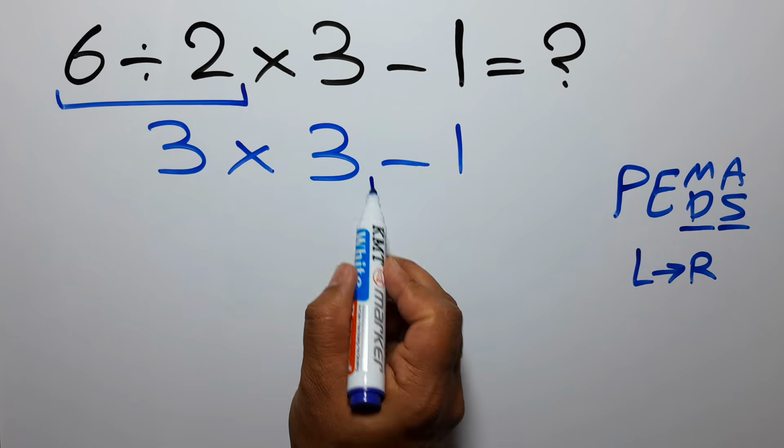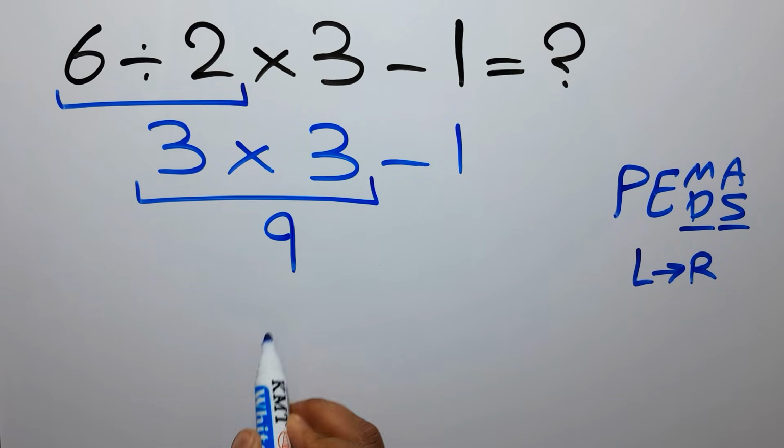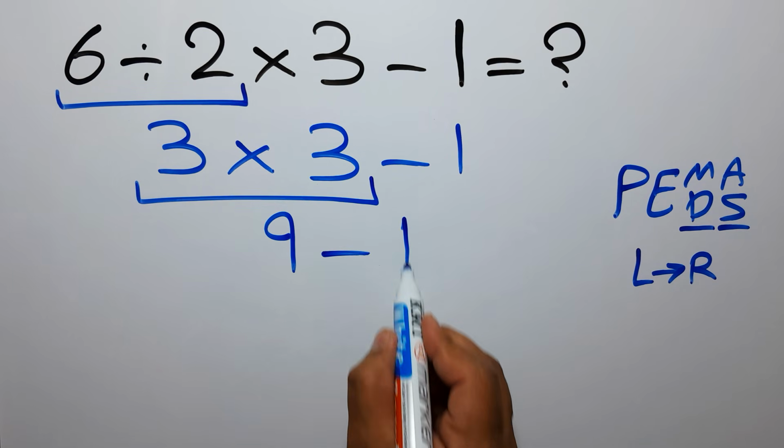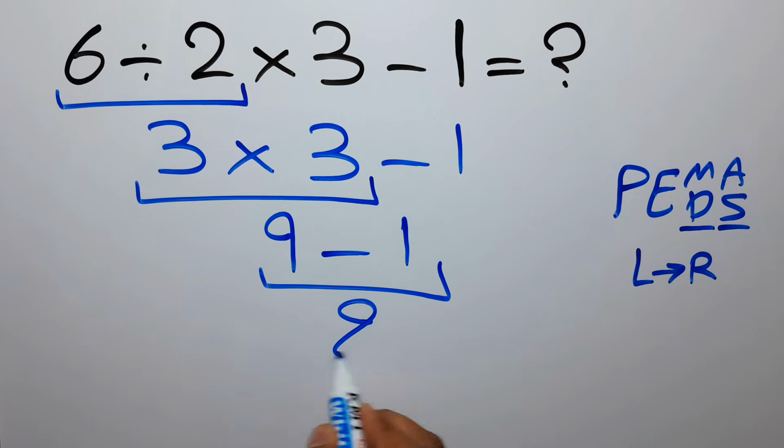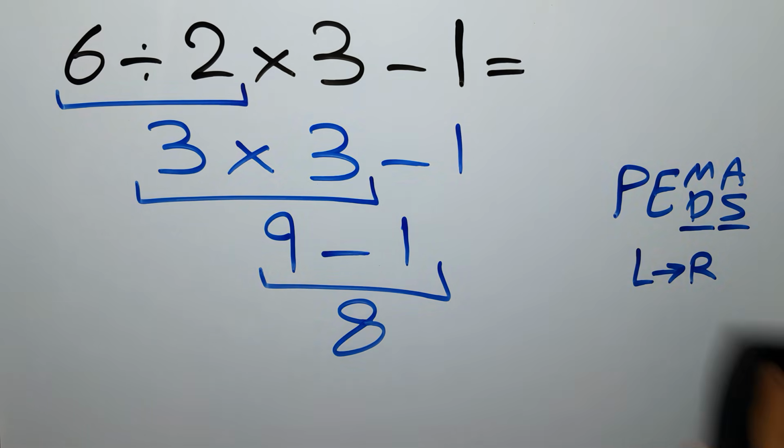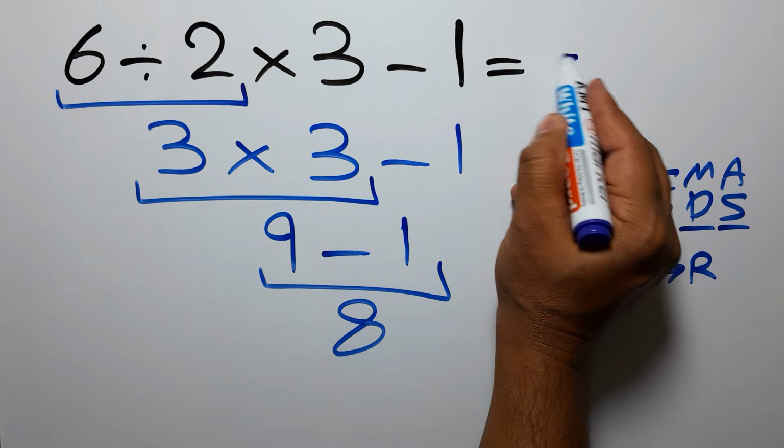3 times 3 equals 9. So we have 9 minus 1, which equals 8. And this is our final answer to this problem. The correct answer is 8.